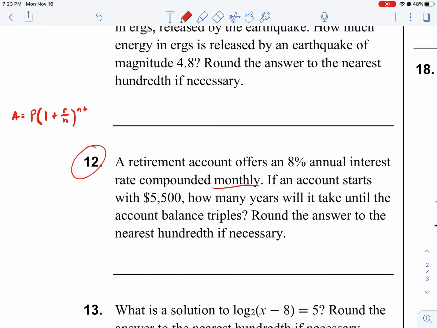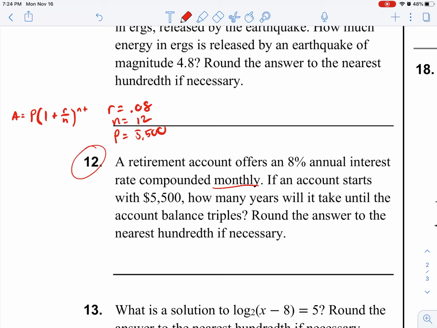So it says 8%. So our rate is equal to 0.08. Turn it into a decimal. Compounded monthly. There are 12 months in a year, so N is going to be equal to 12. It starts with 5,500, so our P, or initial principal, is that number.